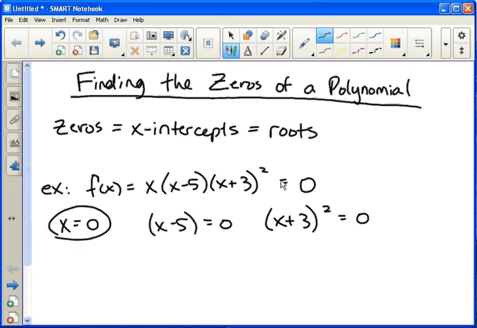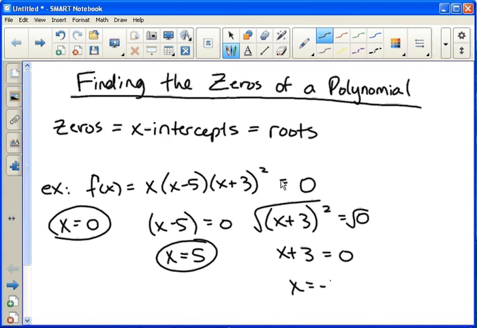So this one's already done for us. It's just x equals 0. Here we can add 5 to both sides. Here we can take the square root of both sides and get x plus 3 equals 0, and then subtract 3, and we get negative 3. This function would have 3 zeros then, 0, 5, and negative 3. That's also its x-intercepts or its roots, because they all mean the same thing.